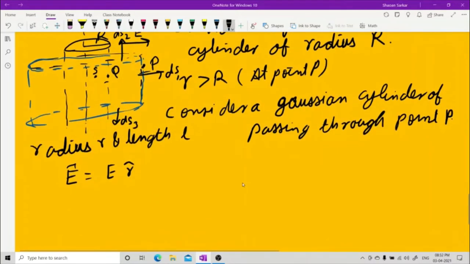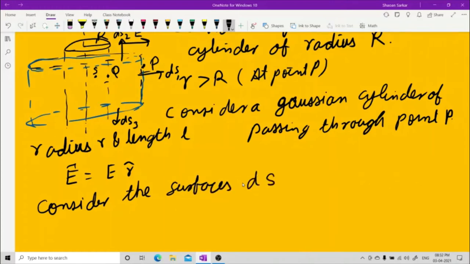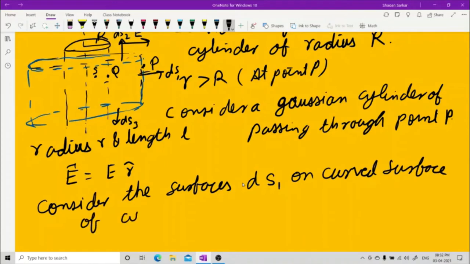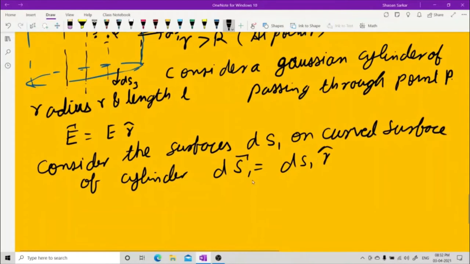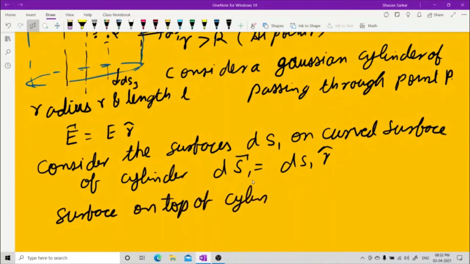Now consider the surfaces. Let us write down. Consider the surface dS1 on the curved surface of the cylinder, that is dS1 vector is equal to dS1 r cap. Similarly, the surface on the top of the cylinder, we are always pointing outwards, dS2 vector is equal to dS2 k cap.